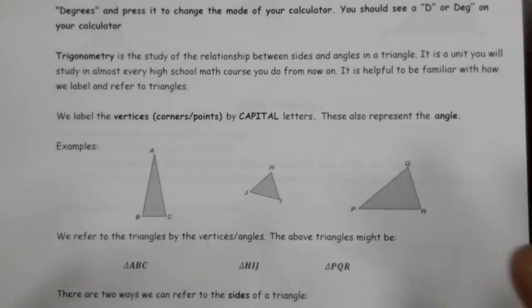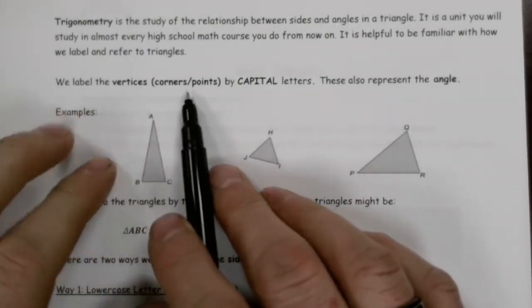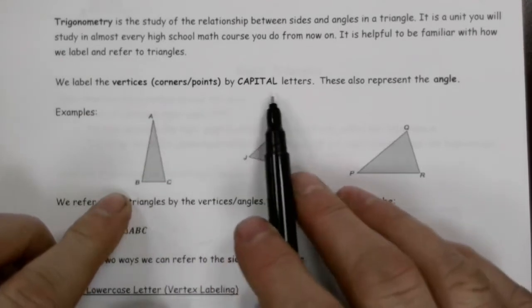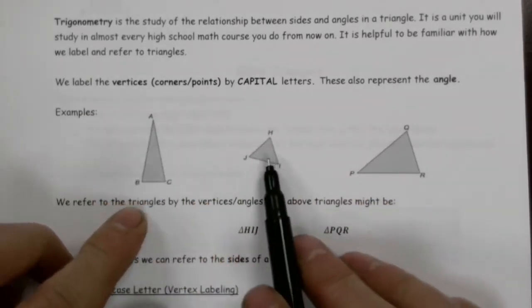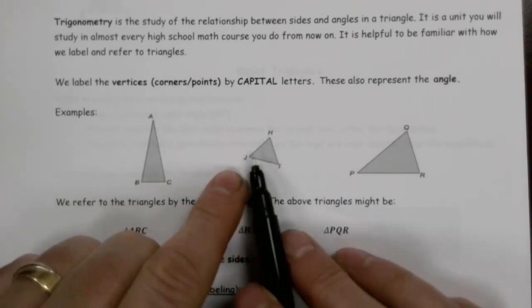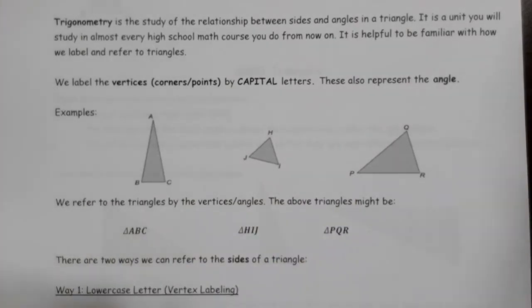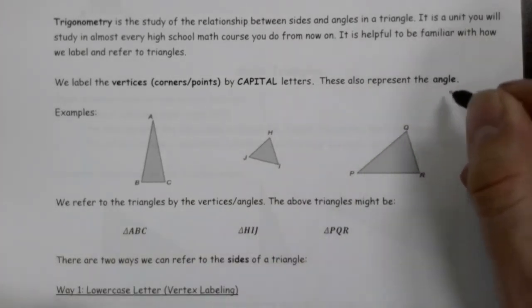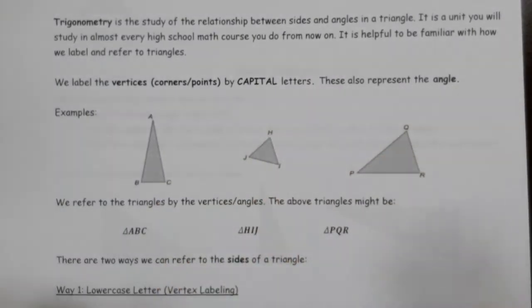It's really neat. So to start, first of all, we want to make sure that we're communicating correctly with each other when we talk about triangles. So typically, when you're dealing with a triangle, we're going to label the vertices, which are the corners, the points, with capital letters. So A, B, C. This is triangle JHI. Over here, this might be PQR. Those capital letters also represent the angle, right? So this could be angle A. This right here would be angle H. This could be angle P.